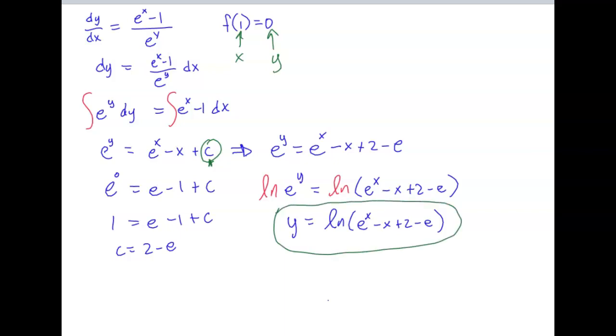So maybe not the prettiest looking function, but who are you to judge? Not all functions just involve whole numbers, okay, guys? Some functions are messy. So that's it.